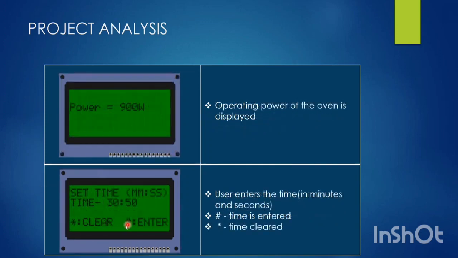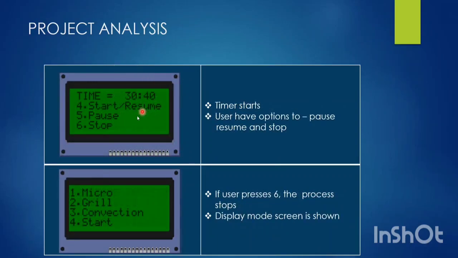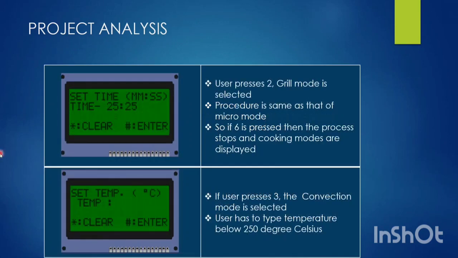If the user presses the hash in the matrix keypad, the process will proceed, and if the user clicks the star, then the time set is cleared. Next, the process starts by clicking the hash button. Then the user has options to pause the process, resume the process after pausing, and stop the process of cooking. When 6 on the matrix keypad is pressed, the process stops, and again the cooking mode display is shown on the screen. Next, the set time.